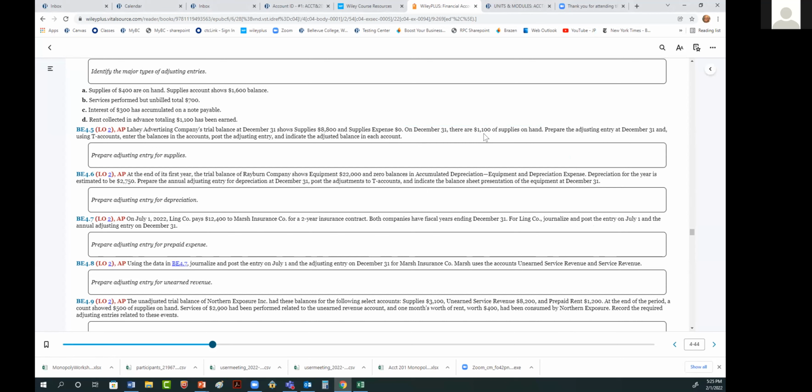Okay. So this one is for depreciation. Let's look at this one. I think it's good to do this. At the end of the first year, the trial balance shows equipment, 22,000 and a 0 balance in accumulated depreciation equipment, and also a 0 balance in depreciation expense. Depreciation for the first year is $2,750. So they're telling you the dollar amount. So can you give me the journal entry?